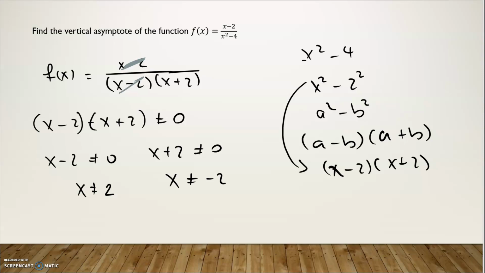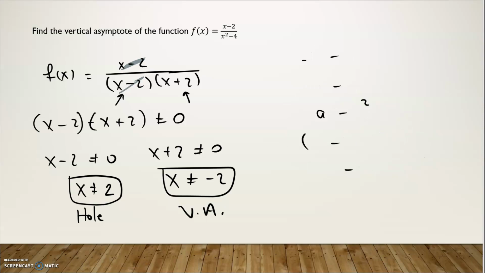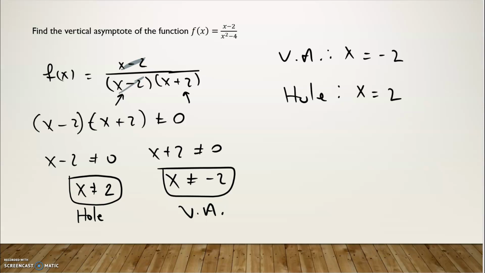At this spot right here, that was this one right here, we have a hole in our graph. At this spot right here, that was this one, since we couldn't cancel it out, that means we have a vertical asymptote at x equals negative 2. So what we can say is, we have a vertical asymptote at x equals negative 2, but we have a hole at x equals 2.